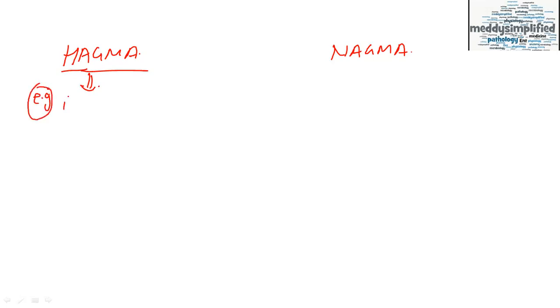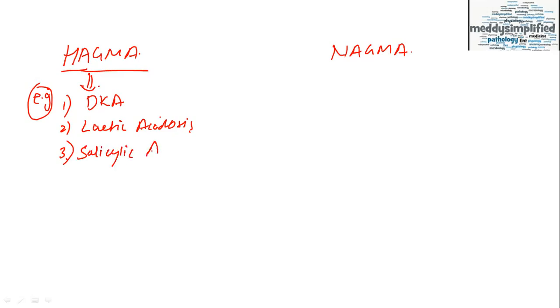So this is important to remember. But remember two things that due to this anion gap, we have a nice thing to remember. One is called HAGMA and another one is called NAGMA. HAGMA is high anion gap metabolic acidosis, and the examples are important to remember because they can be directly asked in our exam. So examples are diabetic ketoacidosis and lactic acidosis, and the last one is salicylic acid poisoning. So these three are typical examples of high anion gap metabolic acidosis.